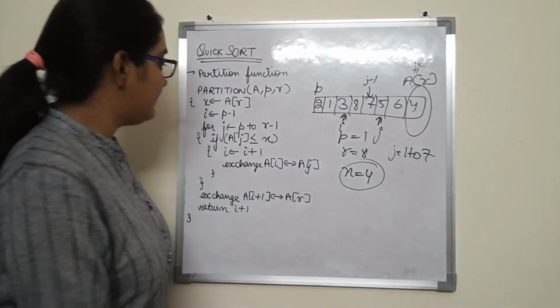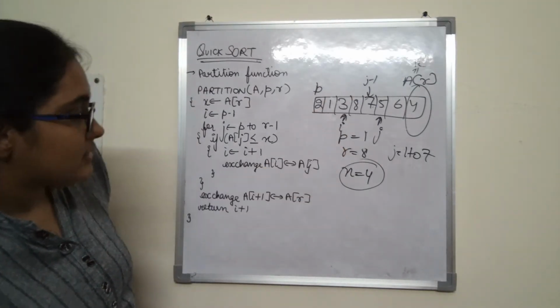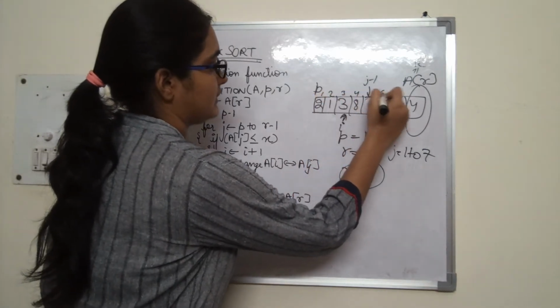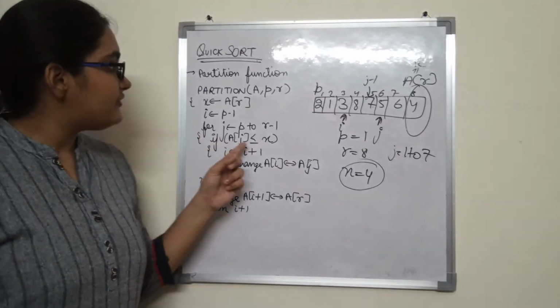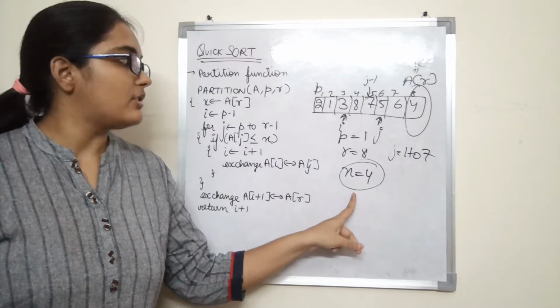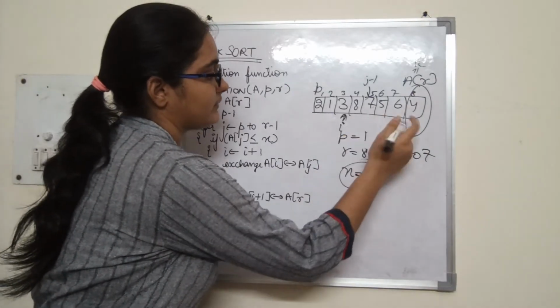Let us examine even more. Now j is equal to 1, 2, 3, 4, 6, 8. Yeah, j is equal to 6 now, right? So if a of j is less than equal to x, is 5 less than equal to 4? No, it is not less than equal to 4. So what happens? It just moves.